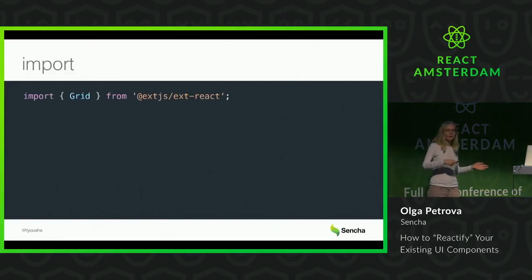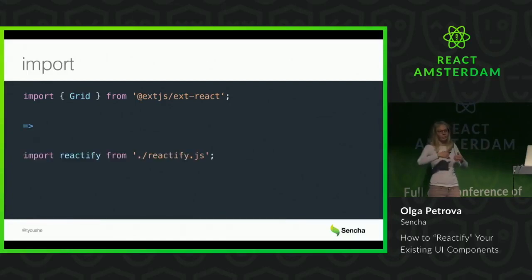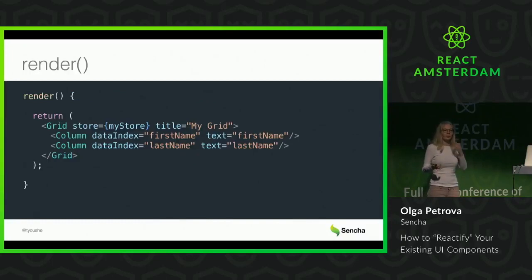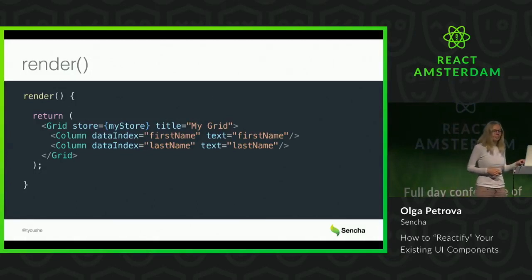How can you use your reactified components? First, you import any component, like grid, from your package, and the transpiler, in our case, will transpile this line of code into two lines. First, we import the reactify function, and then we reactify our grid or any other component. After this, you just directly use grid or column components in the render function. Here is a simple example of a grid with two columns.